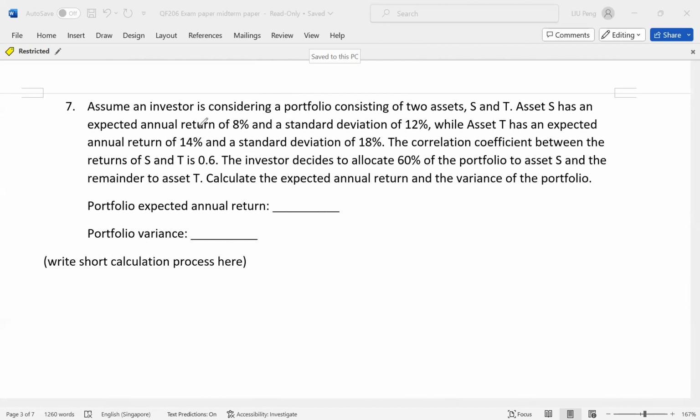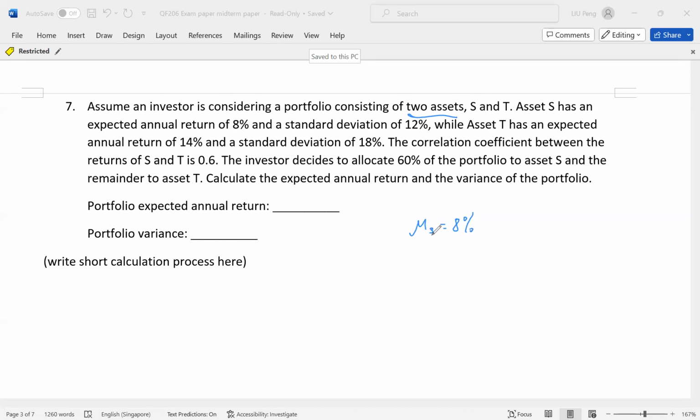Okay, so let's look at this one. This question says, an investor is considering a portfolio consisting of two assets. So I have a two-asset case, S and T, right? Asset S has an expected annual return of 8%. When we encounter these calculation questions, it's actually good to immediately write some notation. So here we have mu S equals 8%. And you should know what mu means, right? Mu means the expected annual return. And we mentioned that this is the input, right?